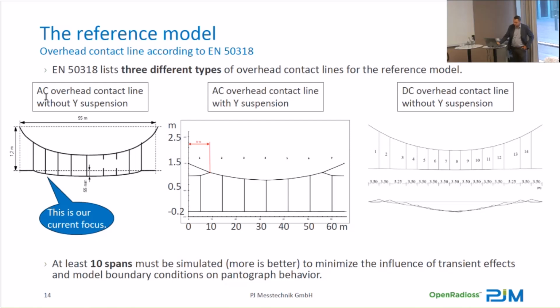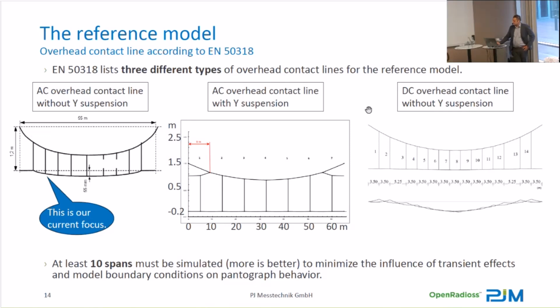It's called alternating current overhead contact line without wire suspension. You see, we have here a drag of 55 millimeters, so it's hanging a little bit through. It's not straight. To make it straight, there's an improvement where you use this so-called wire suspension. This is just an additional wire which you put in here to make the contact wire nearly straight. This would be the second simulation we have to run.